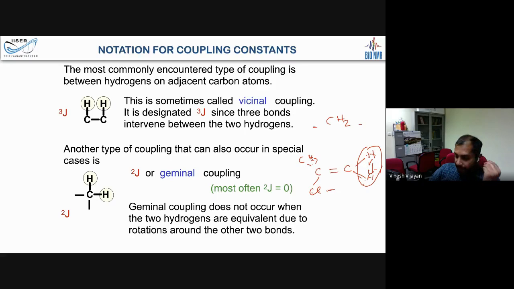Now I probably missed this thing. I told you they can couple. These hydrogens can couple only if they have different chemical shifts. They are not equivalent. If they are equivalent like here, then they don't couple. Here they are not equivalent, hence they couple. If they are equivalent, then the coupling is 0. They don't couple with each other. Equivalent meaning they have the same chemical shift, almost the same chemical shift.